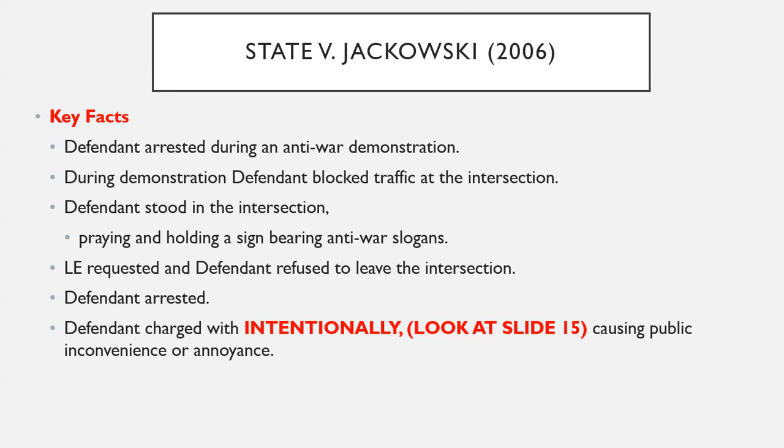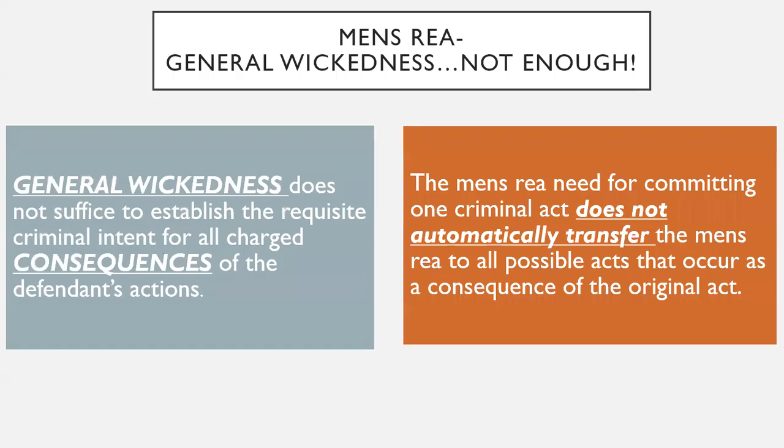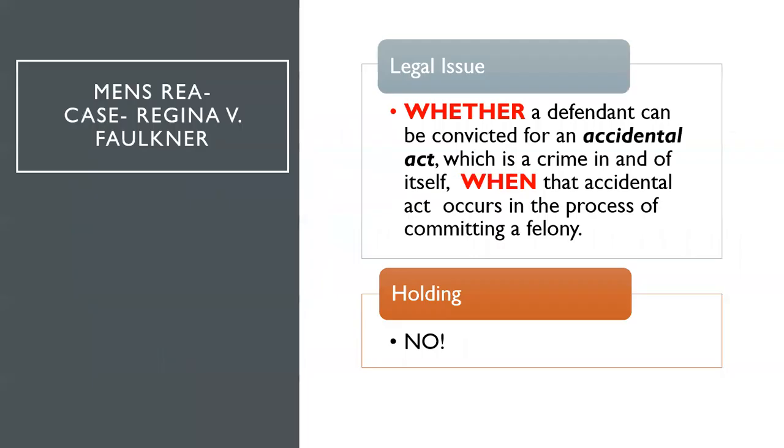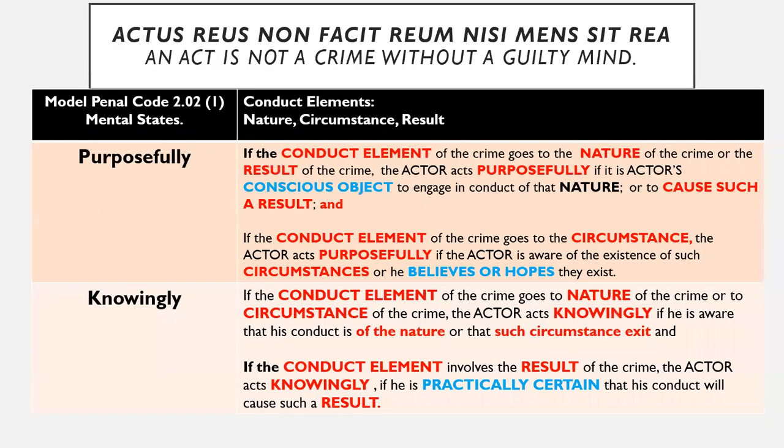So I'm going to make sure everybody's awake because I'm going to go back to slide 15, right? So you're going to get a little woozy, but let's just wake everybody up. The defendant is charged with intentionally causing public inconvenience or annoyance, because the public inconvenience or annoyance crime is an intentional one. We are going to slowly but quickly go back to slide 15 and take a look at purposeful, right? AKA intentional.